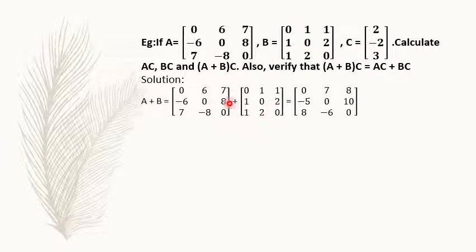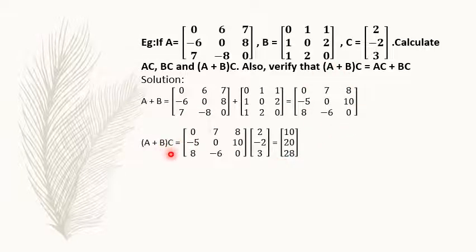So A plus B: 0 plus 0 gives 0, 6 plus 1 gives 7, 7 plus 1, 8. Similarly, element-wise addition gives this matrix. Now, (A plus B) into C, that is the A plus B matrix. This is the sum of two matrices A and B. Now, we need to multiply that matrix with the C matrix. C matrix is a 3 by 1 matrix.